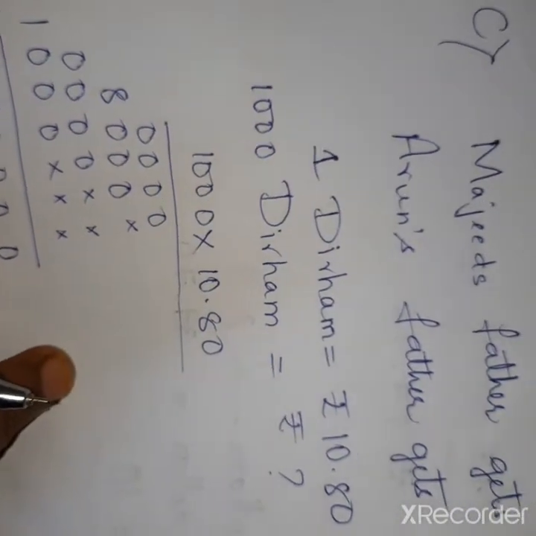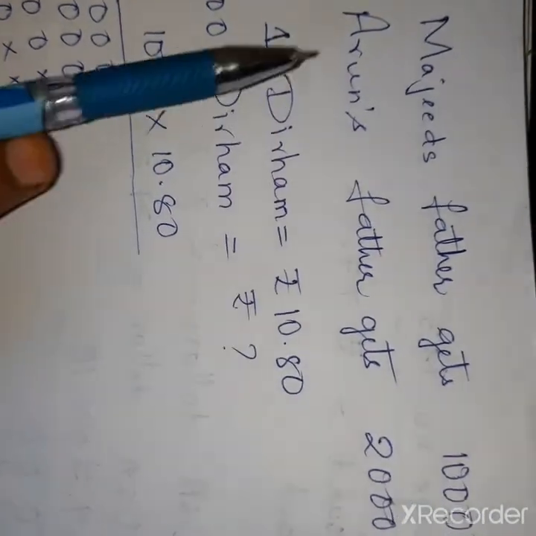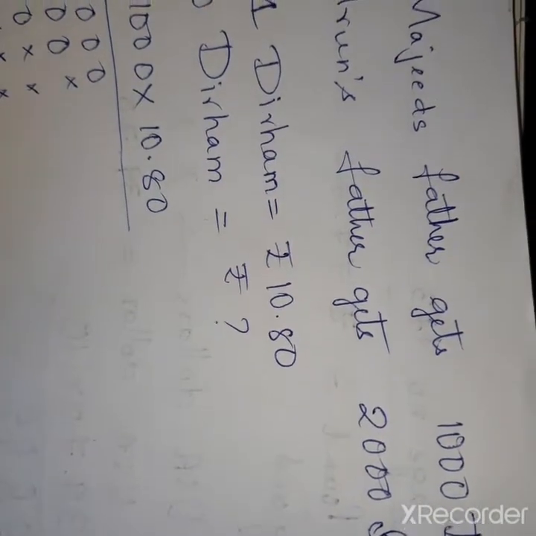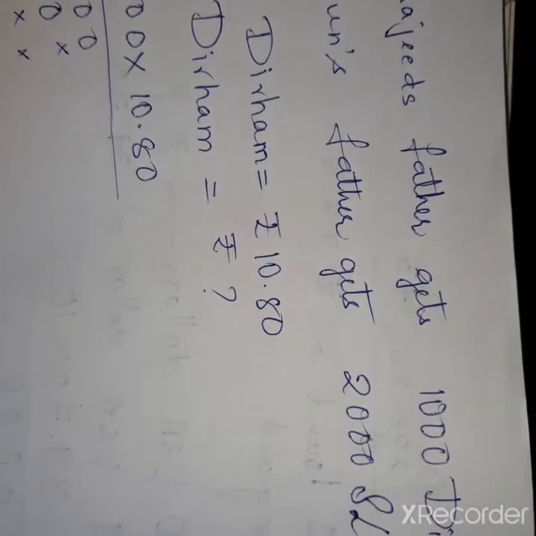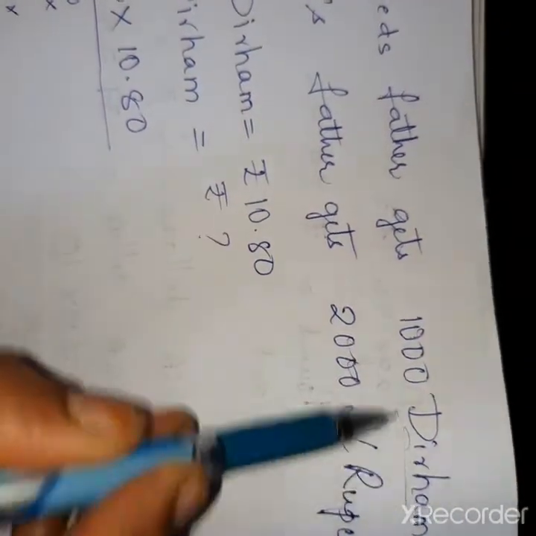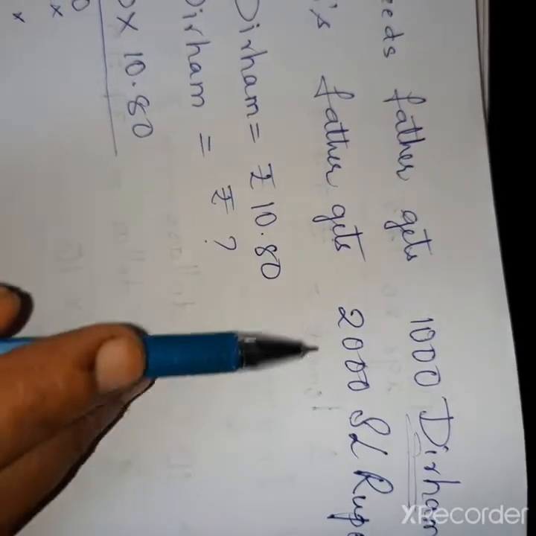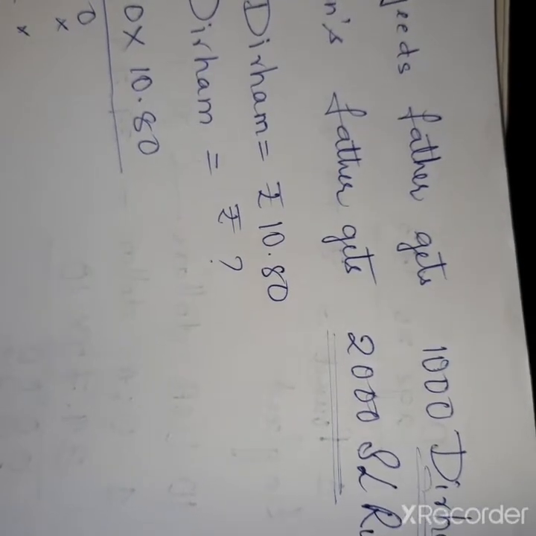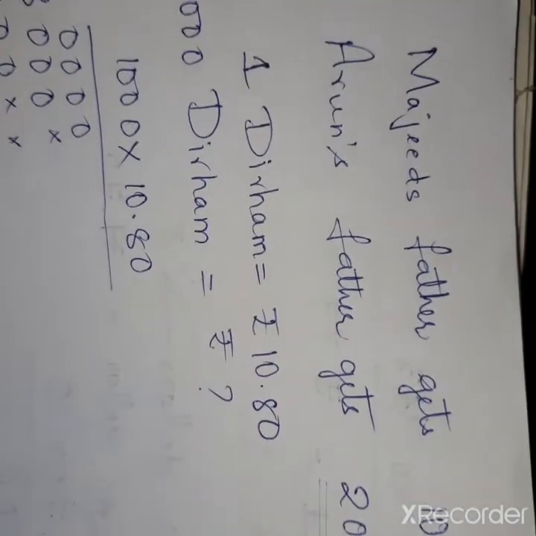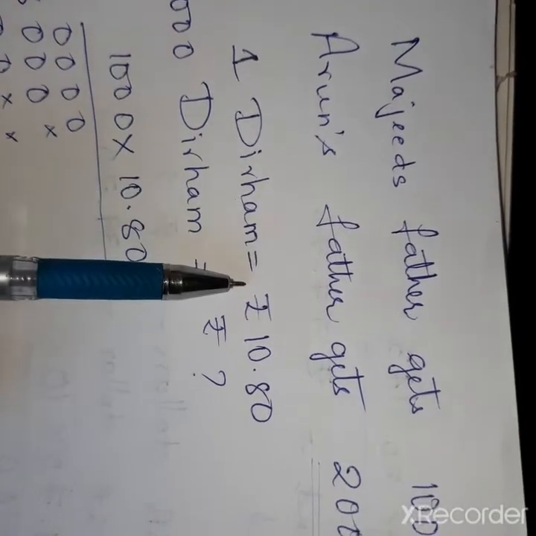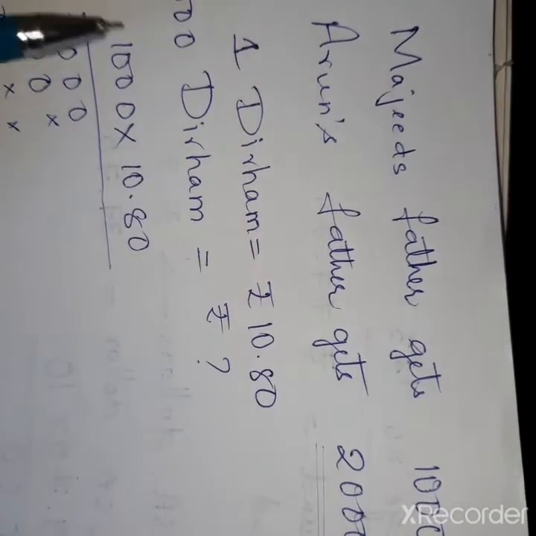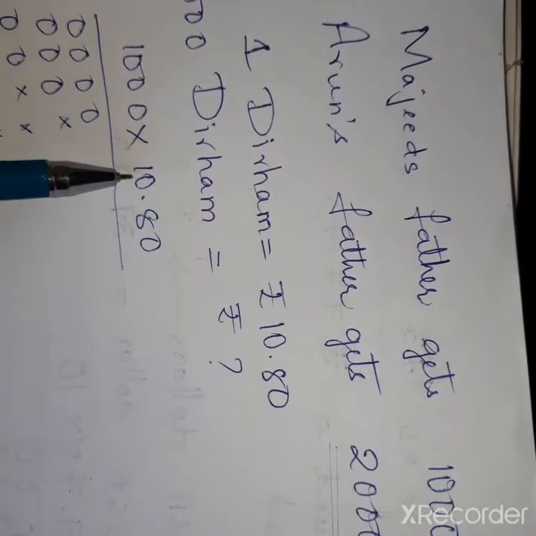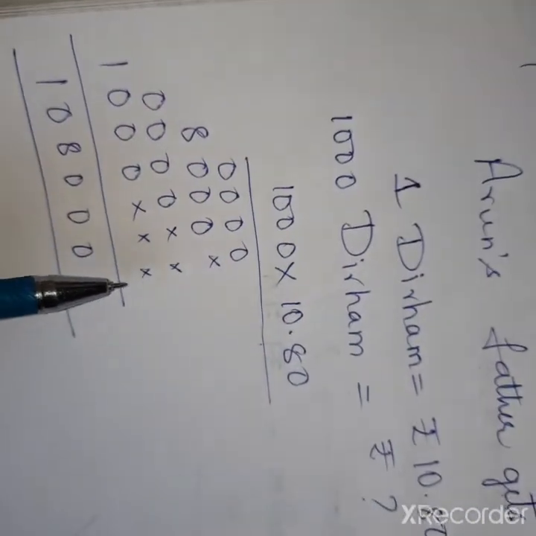So you can see children, in question C, it says Majid's father gets 1000 dirhams as salary. He is working in UAE, and he is getting 1000 dirhams. Arun's father is getting 2000 Sri Lankan rupees. We have to find out who gets more Indian rupees as salary. From the table we know that 1 dirham is equal to 10 rupees 80 paisa. 1000 dirhams are equal to how many rupees? We have to multiply 1000 into 10 rupees 80 paisa.